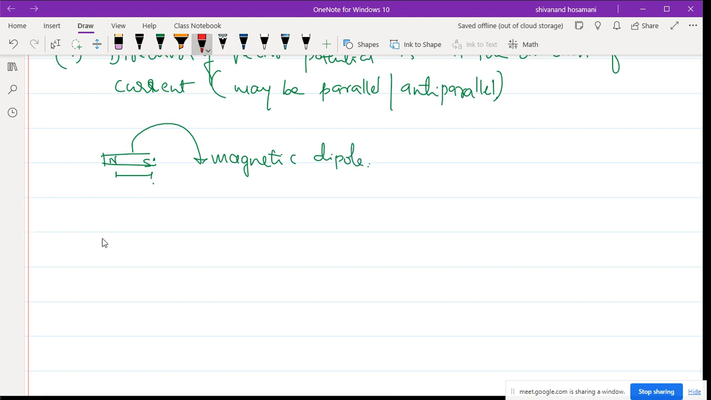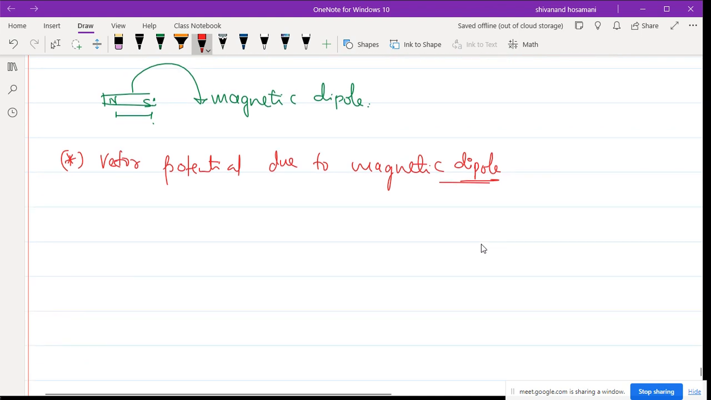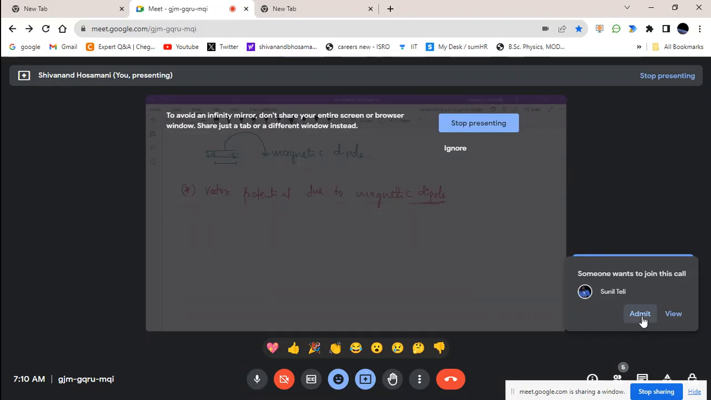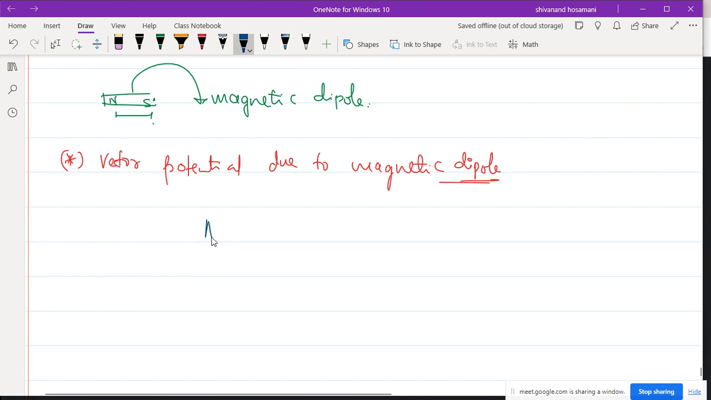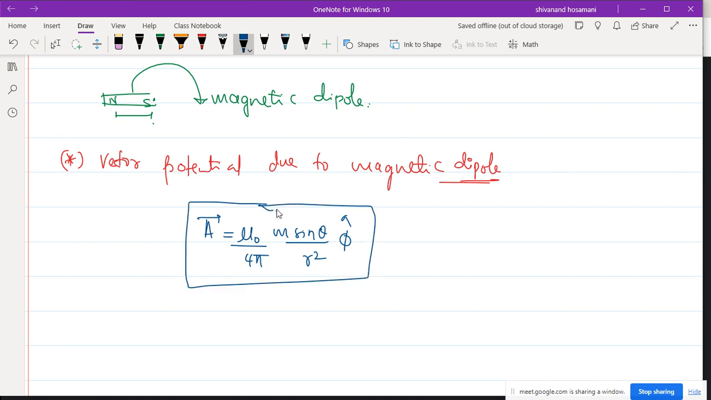The vector potential for a magnetic dipole is given by A vector equal to mu naught divided by 4 pi, that is m sin theta divided by r square, into phi cap, that is in the direction of phi cap generally. So this is the vector potential due to a magnetic dipole.